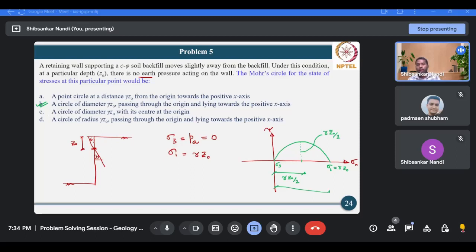Option C: a circle of diameter gamma z0 with its center at the origin, which means this type of scenario. This is tau, this is sigma n, the diameter is gamma z0 and the center is at the origin. No, this is not the case. Now option D: a circle of radius gamma z0 passing through the origin and lying towards the positive x-axis. This is partly correct, passing through the origin and lying towards the positive x-axis, but the radius is gamma z0 by 2, not gamma z0. Okay, so obviously option B is the correct answer.